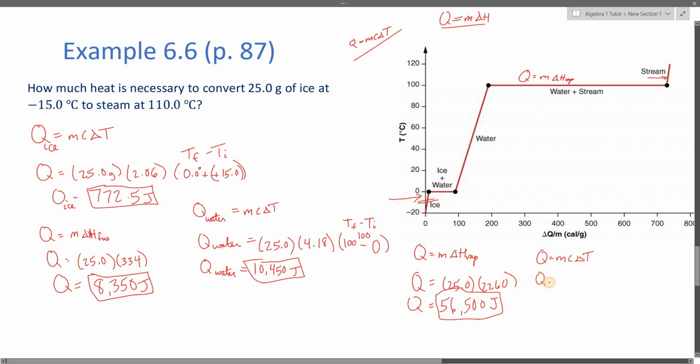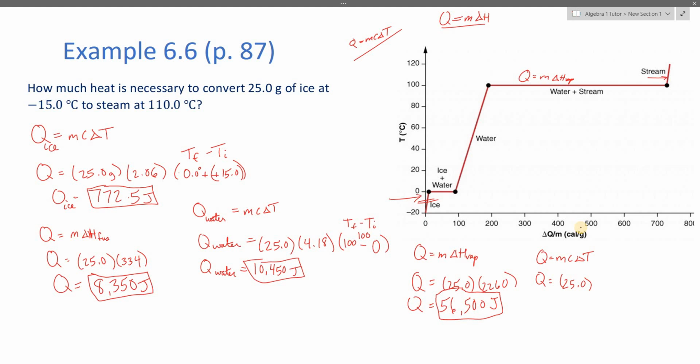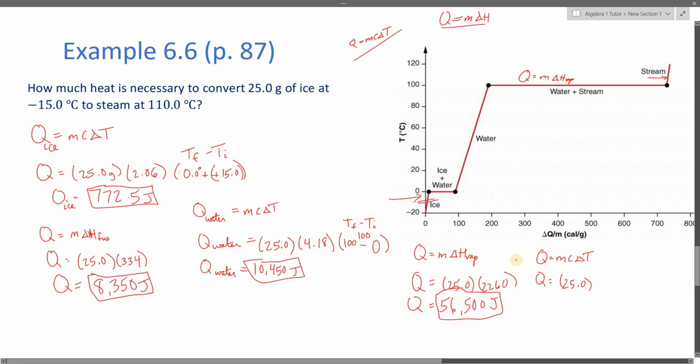From there, we're going to say Q is equal to, the mass is still 25 grams. For this, I'm going to need a C value for steam. Going back here a bit to find my specific heat value for steam, it is 2.08. So checking that and making sure I have it, 2.08.